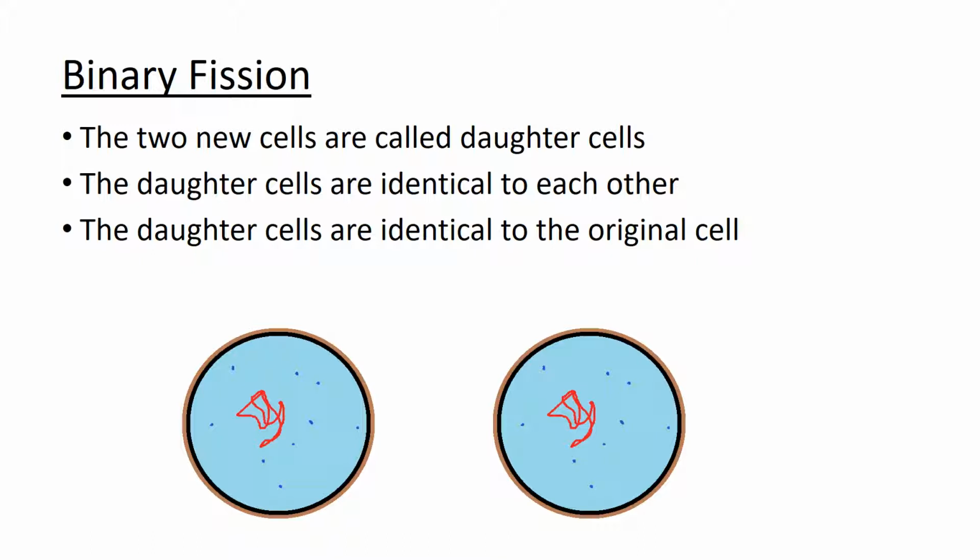The two new cells are called daughter cells. So the original cell is the parent, and the two new cells that result, which are identical to the parent and each other, are called daughter cells. Daughter cells are identical to each other, and the daughter cells are identical to the original parent cell.